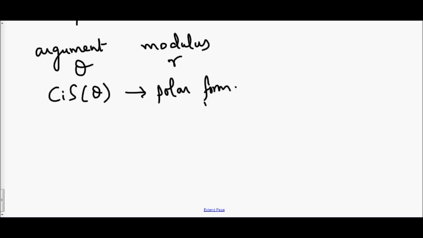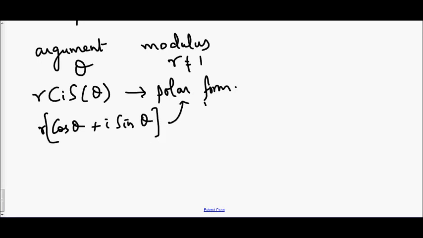If the modulus is equal to 1, then you have cis theta. If the modulus is not equal to 1, then you have r cis theta, which is r times cos theta plus i sin theta. So usually this is called the polar form with r not equal to 1. If it is equal to 1, it's just cos theta plus i sin theta. Now how will you convert a plus ib to r cis theta form? That's what we are going to do now.